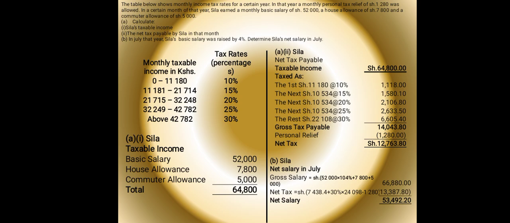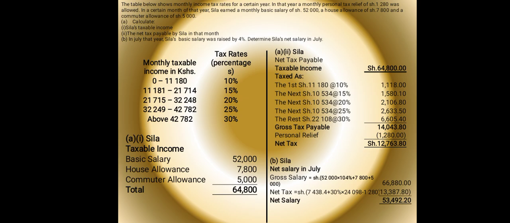The second table shows Sila's taxable income, how it's computed. You add basic salary, house allowance, and commuter allowance. And then the next table shows Sila's net tax payable, how it's computed. And the last table shows the net salary. We start with the gross salary and deduct the net tax.